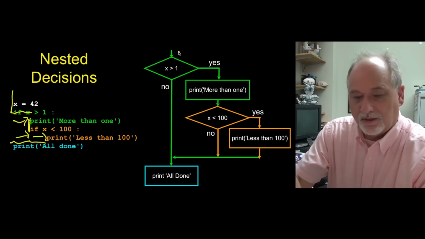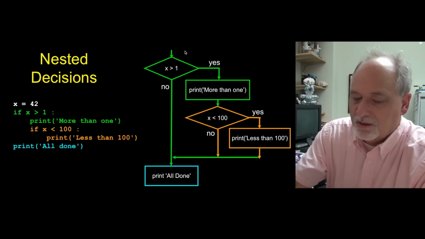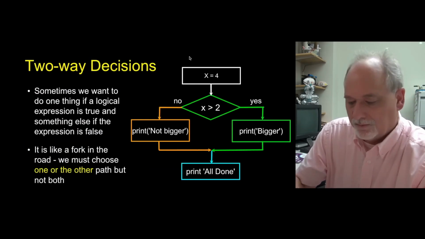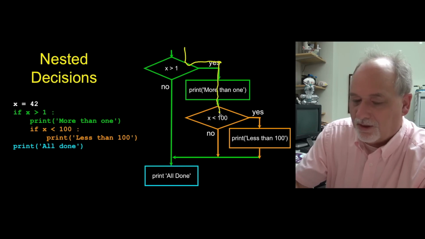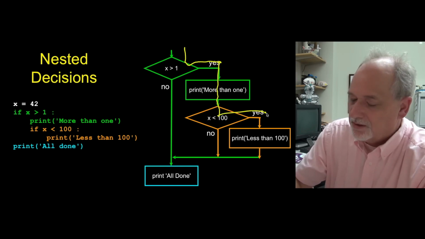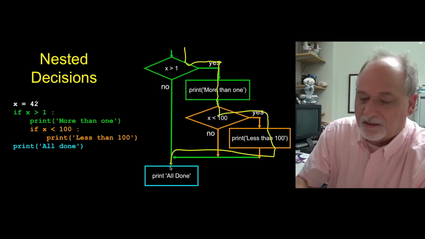If you watch this and take a look at how this works, it runs to here. Oops, back up. Comes in here. The answer is yes, x is greater than 1. Prints this. Is x less than 100? Well, it's 42, so the answer is yes. So it runs this, and then it continues back to there.